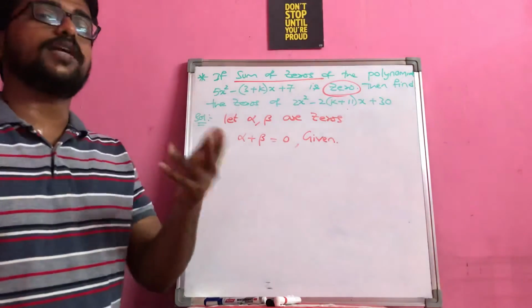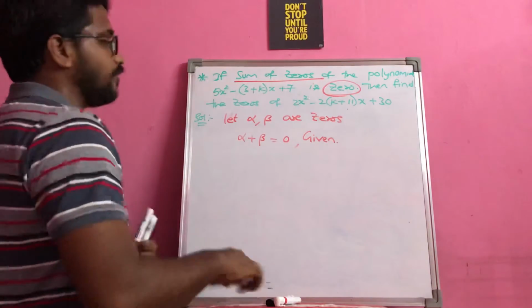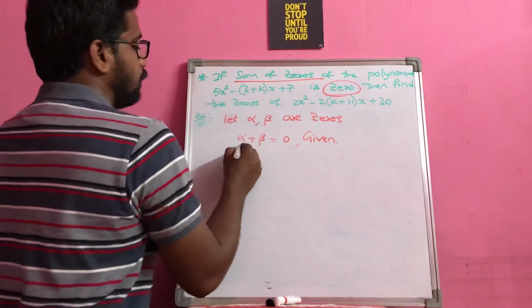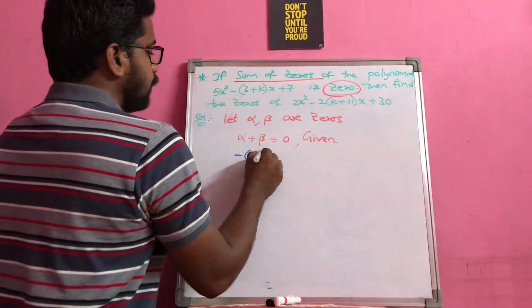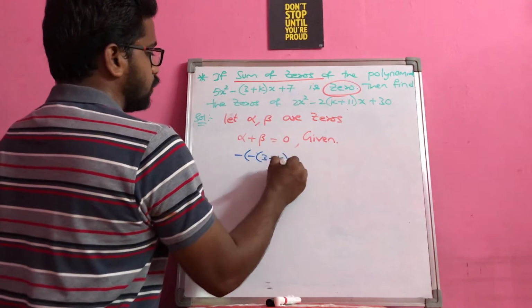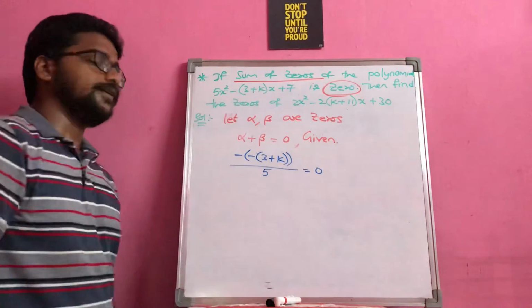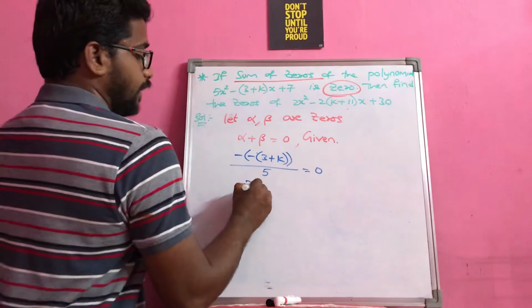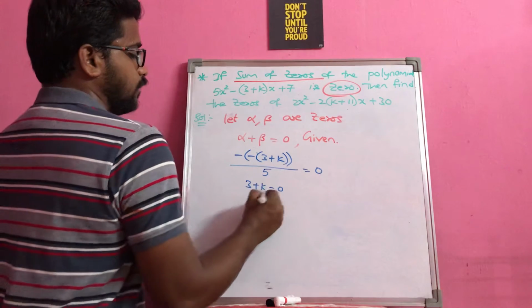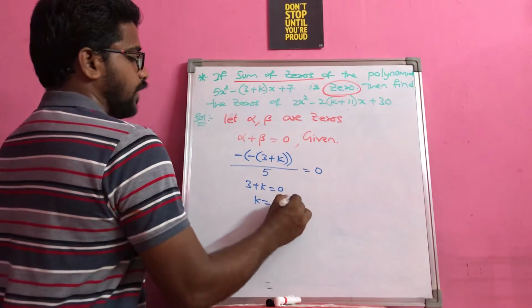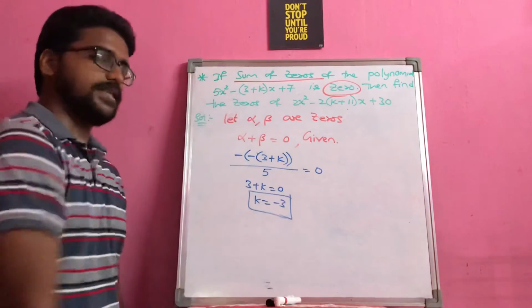This is the approach that you have to follow. So alpha plus beta is nothing but minus b by a. The b value is minus of (3 plus k), the a value is 5, so you will get it equal to 0. So finally we are getting 3 plus k is equal to 0, which means k is equal to minus 3.